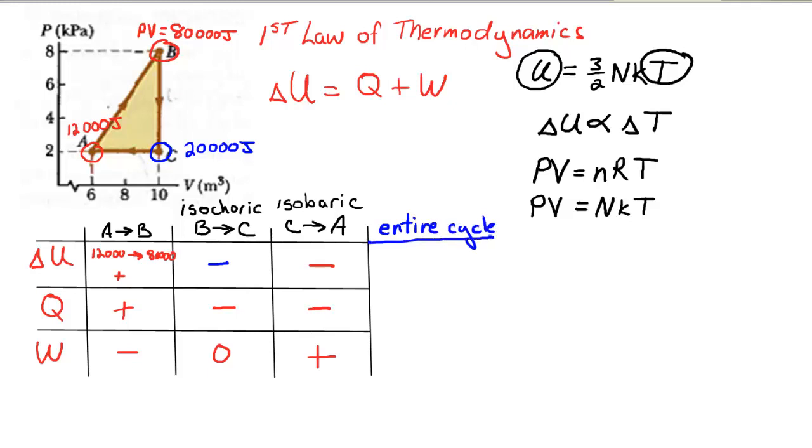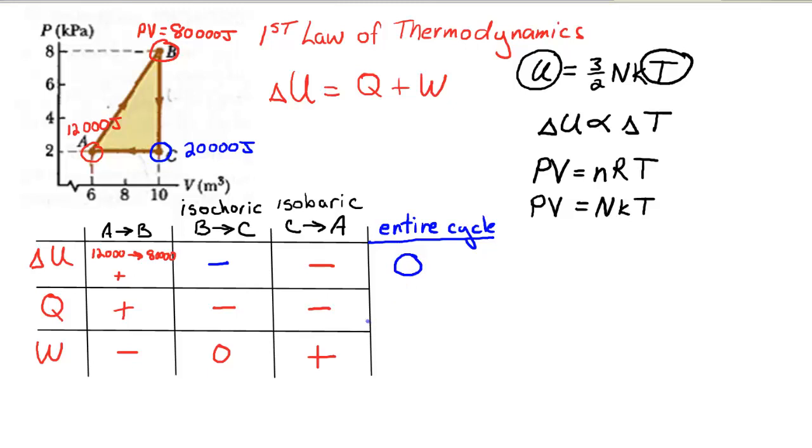Now, the neat thing about delta U is it's quite simple because remember it's related to PV, and obviously if I started at 12,000 and the cycle is complete, makes a closed loop or a closed triangle in this case, if it starts at 12,000 and ends at 12,000, then overall the entire energy gain of the gas is zero because PV initially is the same as PV finally.